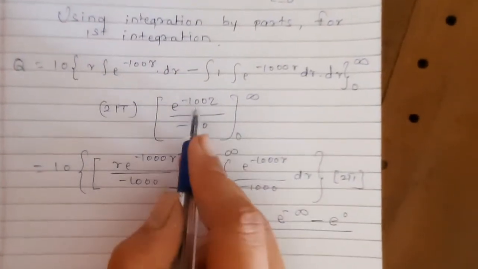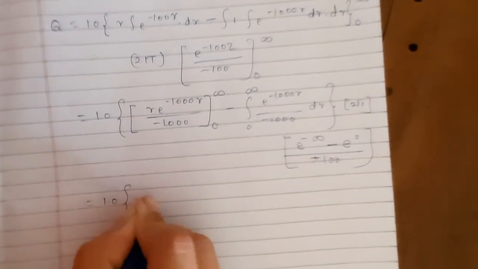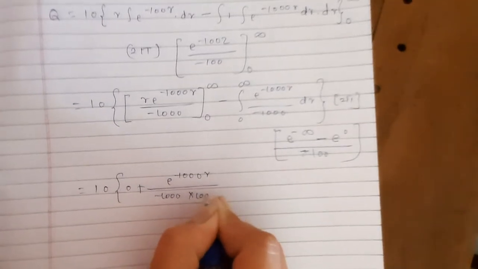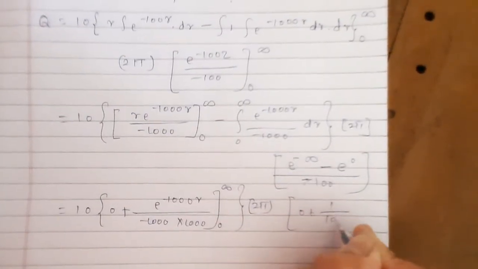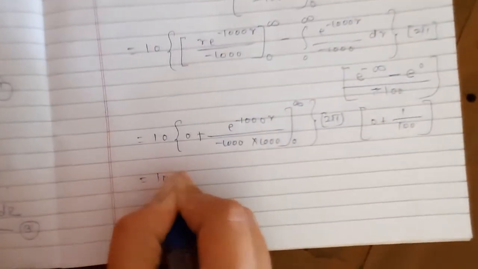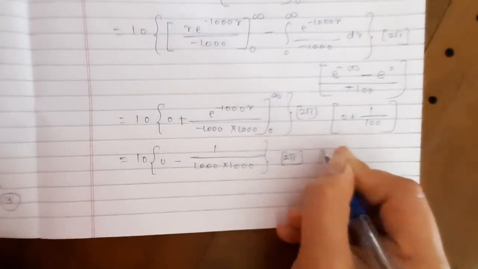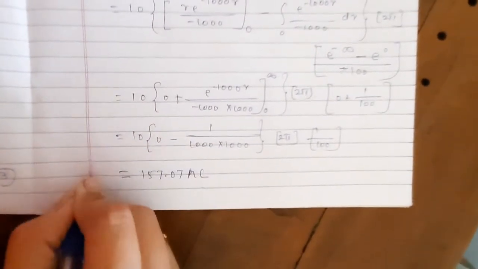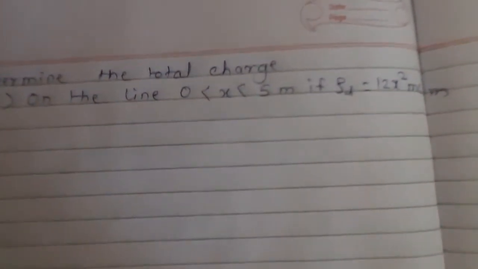Here we substitute infinity and 0 at this place, so by solving this we get the answer 157.07 nanocoulomb.